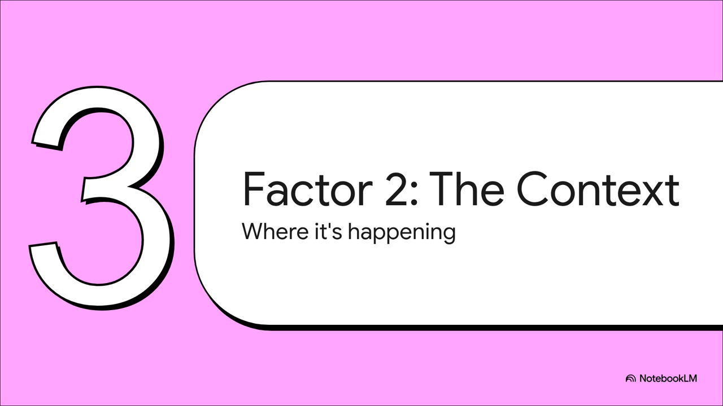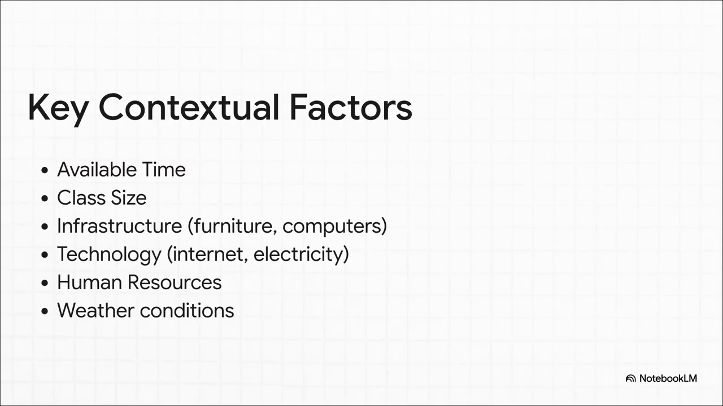Okay, so we visualized our students. Now let's add the next layer to our mental picture, the context. It's not just about who you're assessing, it's about where it's all happening. The environment itself plays a massive role. I mean, think about the practical, real-world stuff. How much time do you actually have? How many kids are in the class? Do you have access to computers and good internet? Or are you working with just basic furniture and paper? Even things like having other staff available to help or, believe it or not, the weather can either open up possibilities or totally limit your choices.